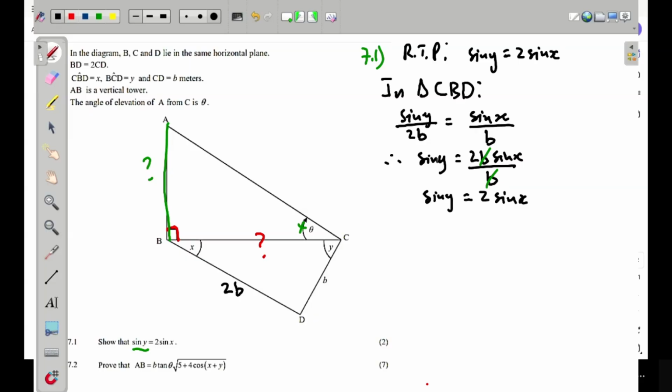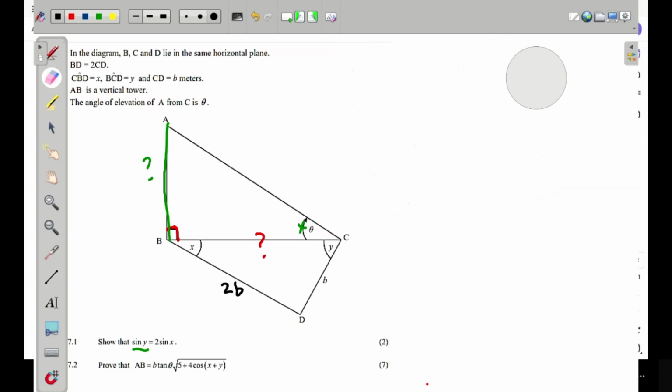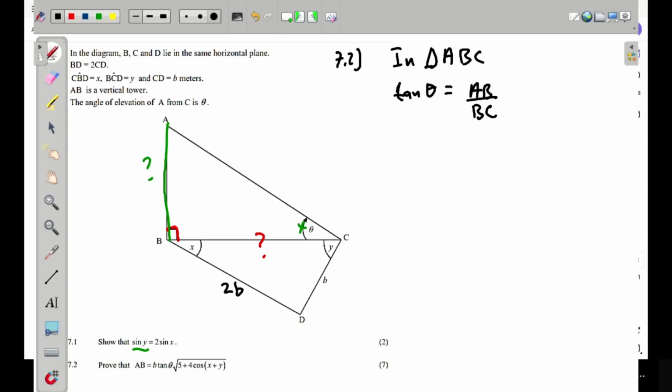So we shift our focus. We have proved this one, so I'm going to get rid of it. If we need it, we will look at question 7.1. So for 7.2, it is important to note that in the right angle triangle ABC, no sine rule, guys, no cosine rule. You could use them, but there is no need because it's a right angle triangle. You just go SOHCAHTOA. So in that triangle, tan theta is the opposite, which is AB over BC.